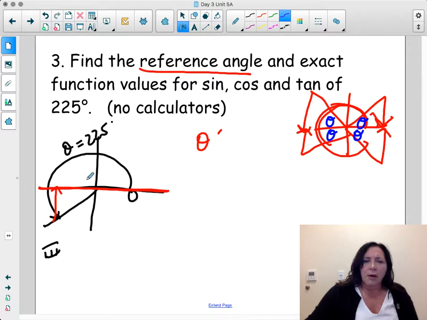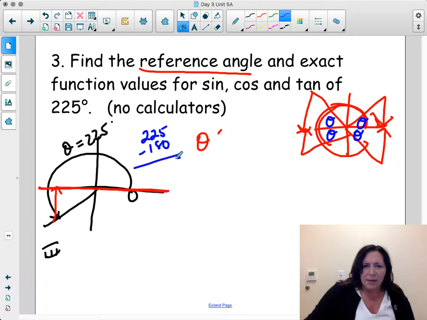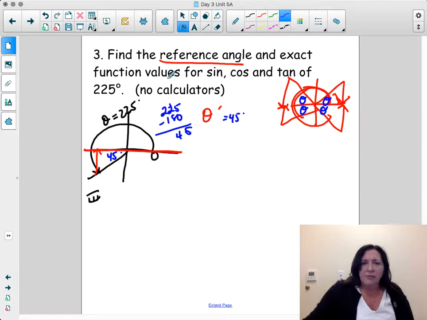Oh, okay. All right. So what we have is find the reference value. So I need to know what this value is here. So I'm going to go 225 degrees minus 180. So that's going to be 45 degrees. There's 45. So theta reference is 45 degrees. Now, my next job is to find the values of sine, cosine, and tangent. Be careful.